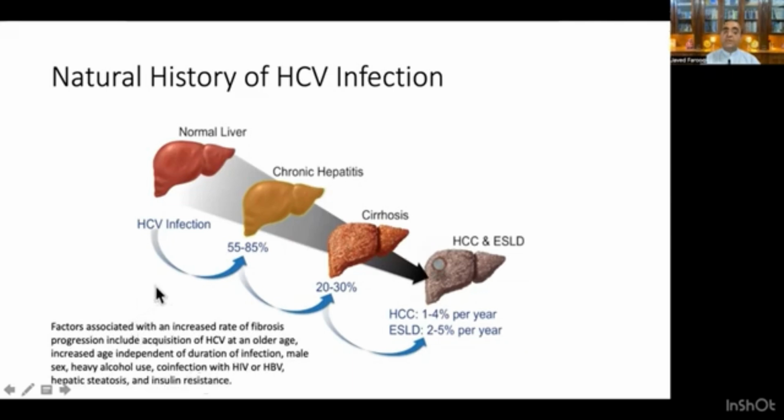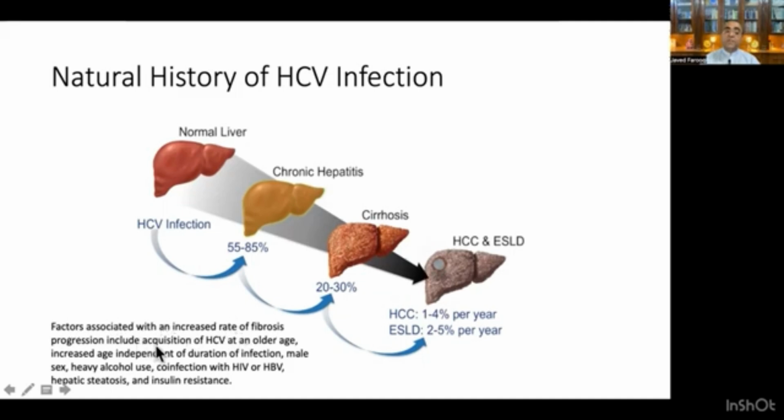Now, what are the factors which are associated with an increased rate of fibrosis, where it was considered that 10 to 20 years are required for chronic hepatitis to develop cirrhosis? Now, we have seen patients with rapid fibrosis, in whom cirrhosis develops a bit earlier, in years rather than in decades. And what are the factors associated?